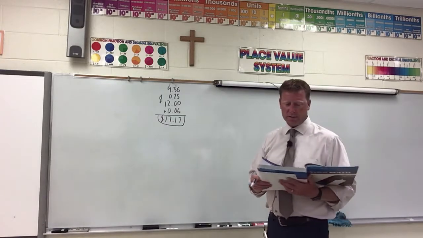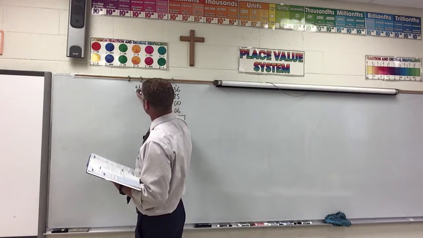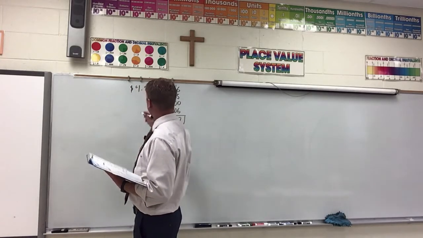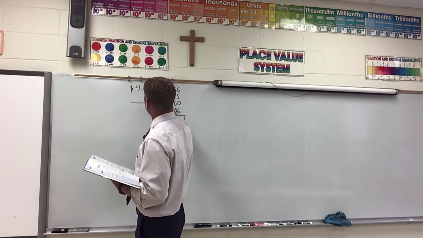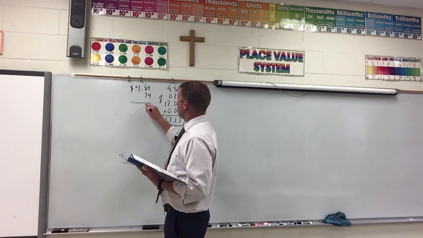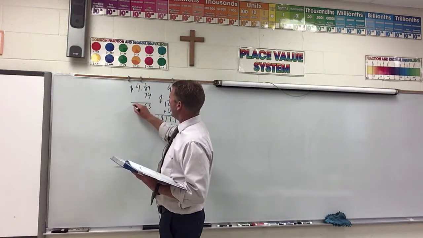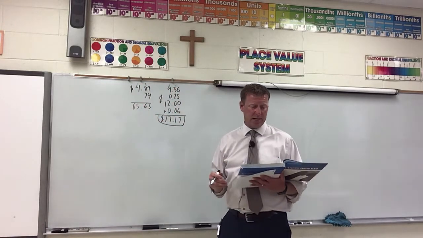Number 12, we have parentheses, which says do it first. So I start with a $4.89, and the first thing I'm going to do to it is add 74 cents to it. So I do 9 plus 4 is 13, carry the 1. 1 plus 8 plus 7 is 16. Carry the 1. 1 plus 4 is 5. Decimal point, dollar sign, I have $5.63.